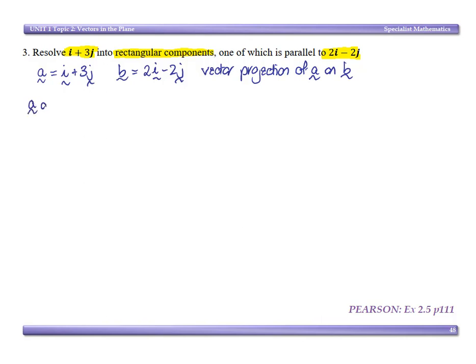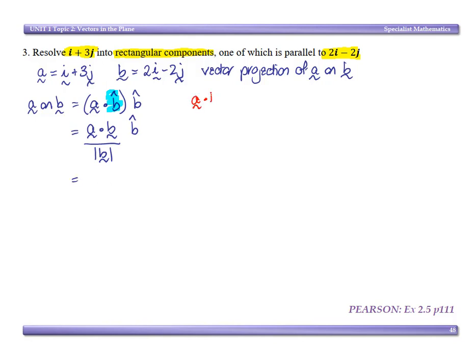So A on B, look at your formula sheet. The formula is the dot product of vector A and the unit vector of B. Replace this unit vector, so we have the dot product of A and B all over the magnitude of B, and then that's going to be multiplied by the unit vector of B. Find out what we need.